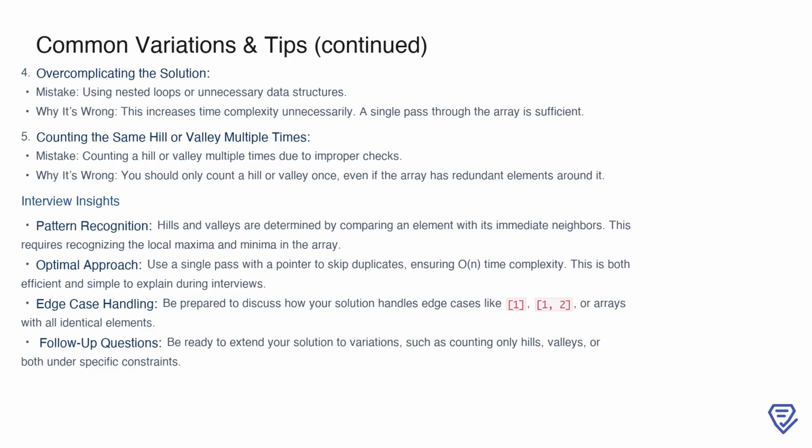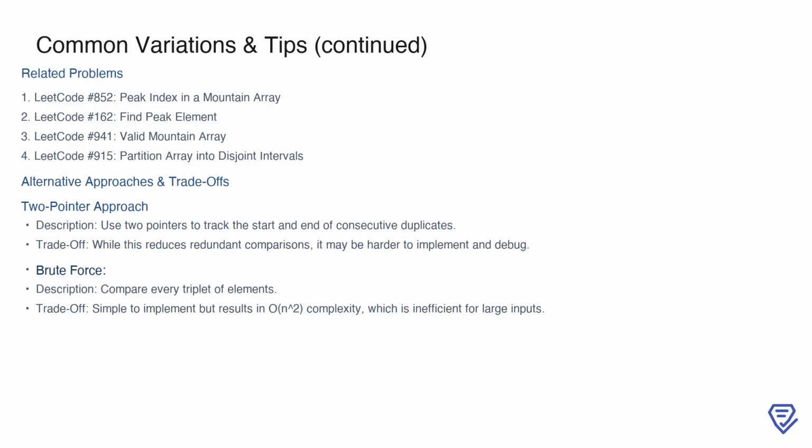From an interview perspective, this problem is about recognizing patterns. Hills and valleys are determined by comparing an element with its immediate neighbors, identifying local maxima and minima. The optimal approach involves a single pass and skipping duplicates, which ensures an O(n) time complexity. It's also good to discuss edge cases like single-element arrays, two-element arrays, or arrays where all elements are identical. Finally, be prepared to address follow-up questions, such as modifying your solution to count only hills or only valleys under certain constraints.